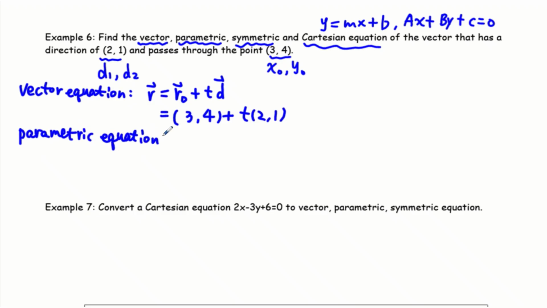Parametric equation is just x component, y component. So r is xy, so x equals the x direction, 3 plus 2t, and y equals the y direction, 4 plus 1t, and t belongs to all real numbers. So here, same thing, t belongs to all real numbers. So this is a parametric equation.